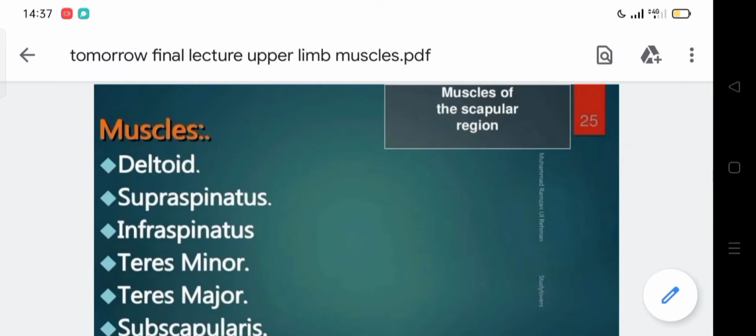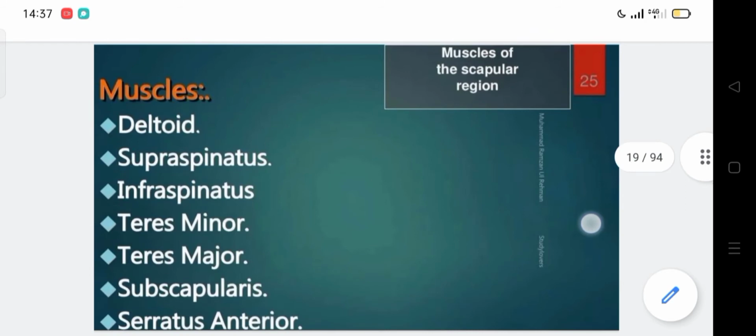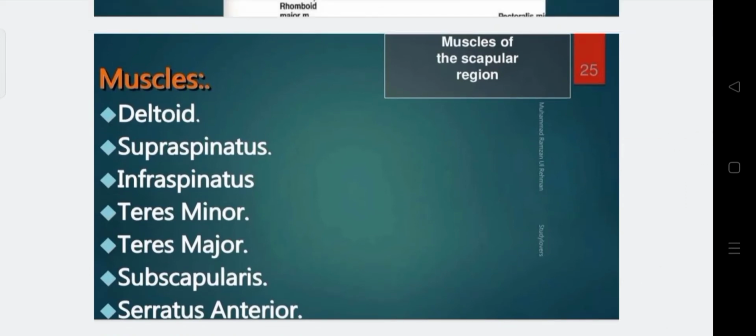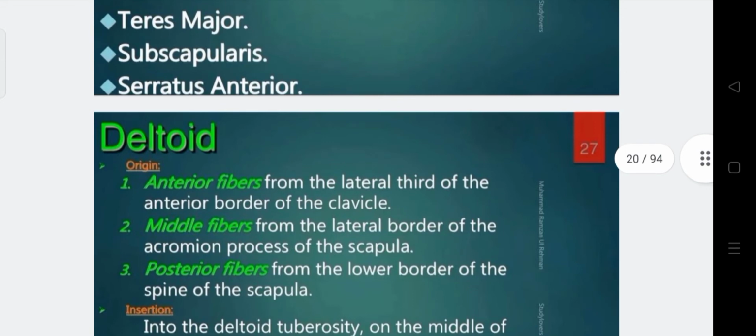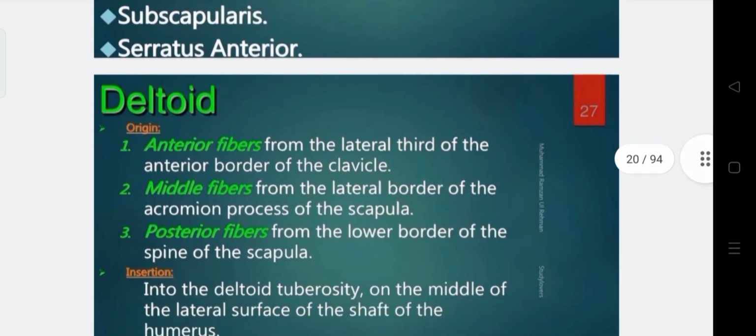So now we will discuss the muscles of the scapular region one by one. In brief, they are deltoid, supraspinatus, infraspinatus, teres minor, teres major, subscapularis, and serratus anterior. So the first muscle is the deltoid muscle. It's the most prominent muscle of the shoulder.